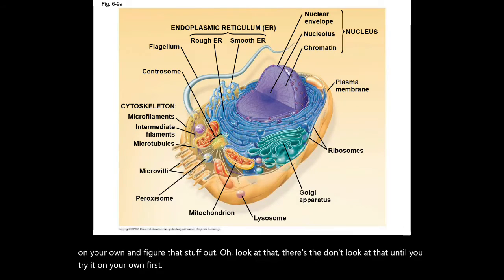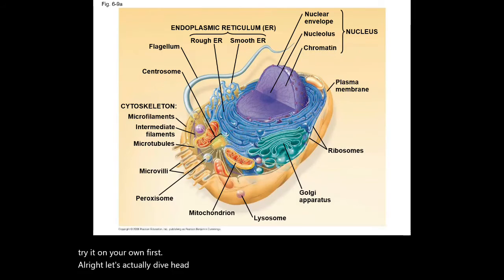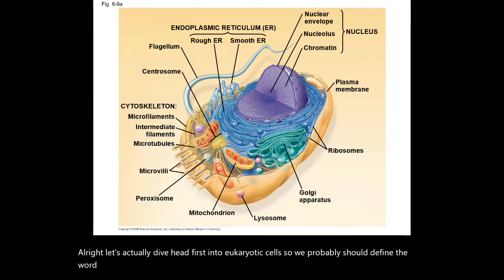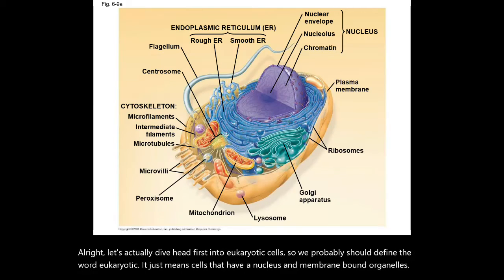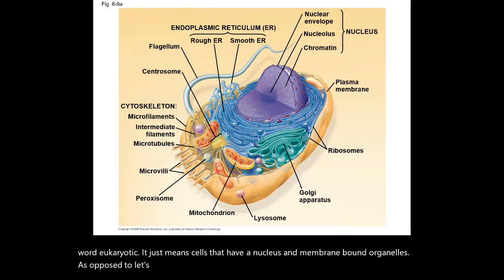All right, let's actually dive headfirst into eukaryotic cells. So we probably should define the word eukaryotic. It just means cells that have a nucleus and membrane-bound organelles, as opposed to, let's say, prokaryotic cells, which do not have a nucleus or membrane-bound organelles, such as bacteria.